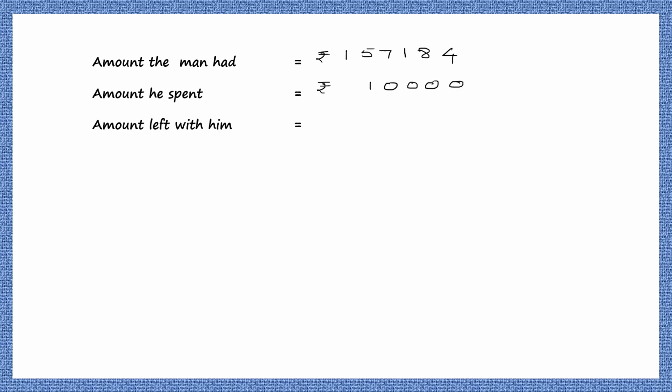Now, how much is the amount left with him? How do we find this? By subtracting. When we subtract these two, we will know the amount that is left with him. So now let's subtract. That is 4, and then we have 8, 1, 7, 5 minus 1 is 4, and 1. So the amount left with him is 1,47,184.